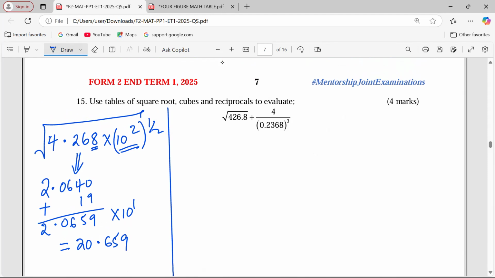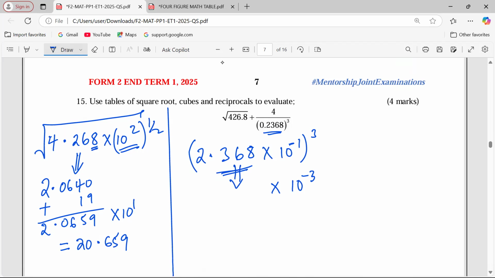Then we go to the second side, where there is plus 4, and we divide it by the cube of 0.2368. So we need to get the cube of this. We first write it in standard form as 2.368 times 10 to the power of -1. Then we raise this to power 3. Applying the product law of indices, it becomes times 10 power -3. But on this part, we have to read it from the tables.